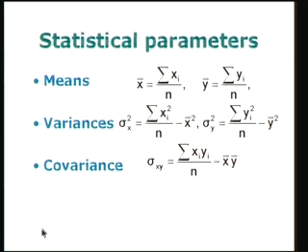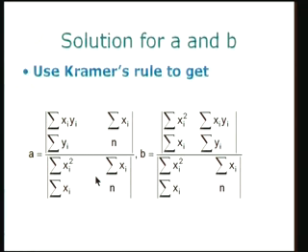So, the two quantities a and b, which are given in terms of the determinant, the ratio of two determinants here and the ratio of the other two determinants here.